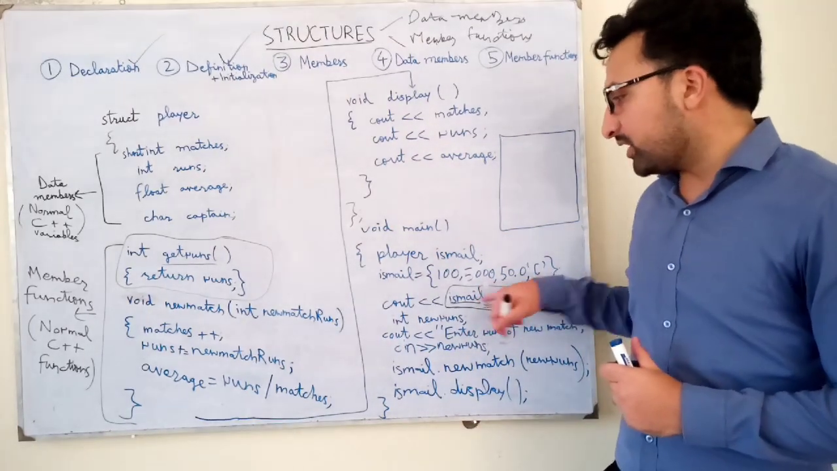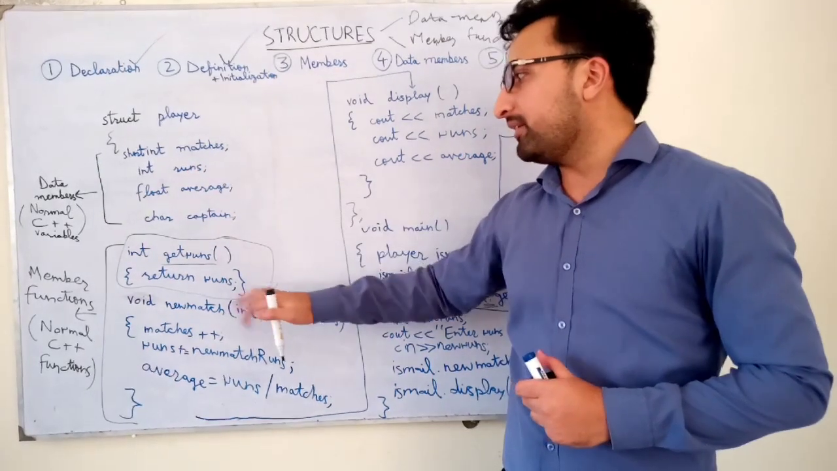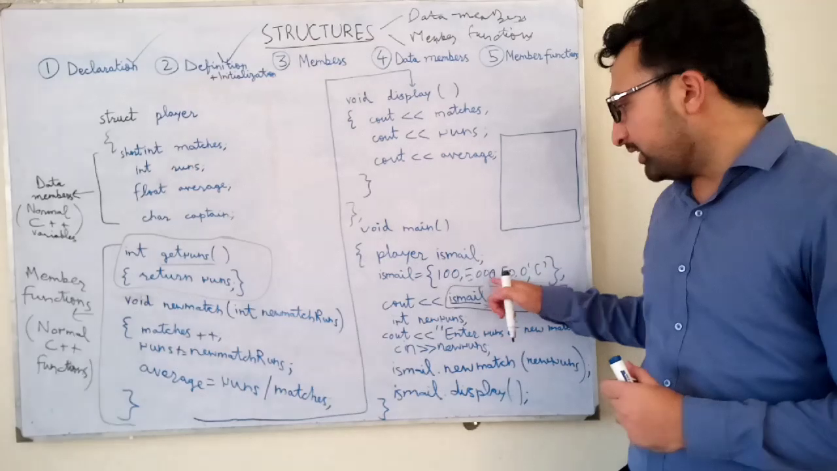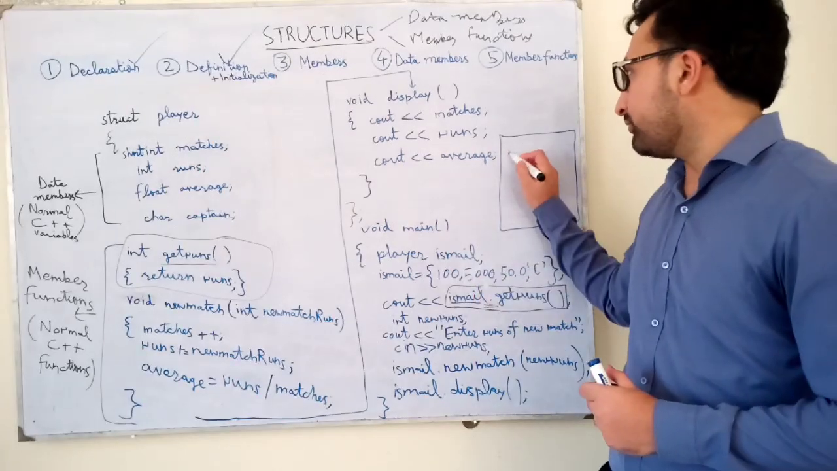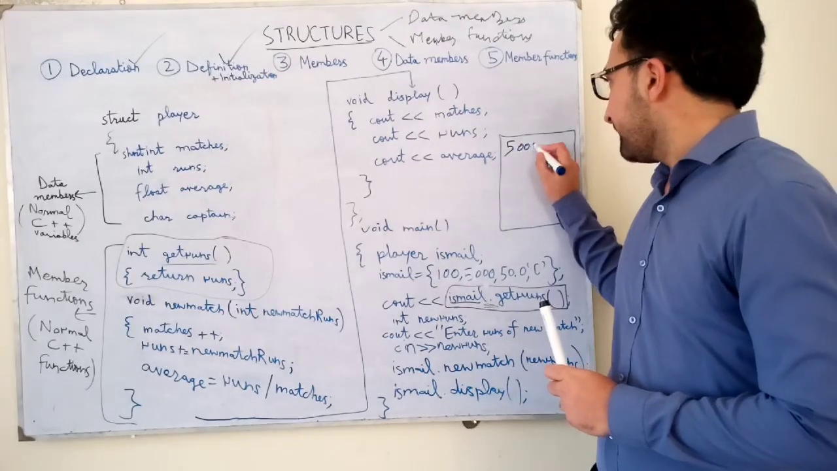So now when this function is called, it will display on screen whatever value is present in the variable runs, and the value we passed here was 5000. So 5000 will get printed on the console.